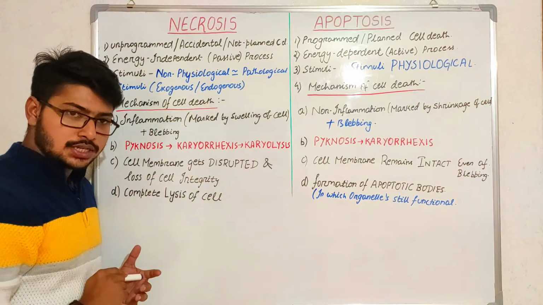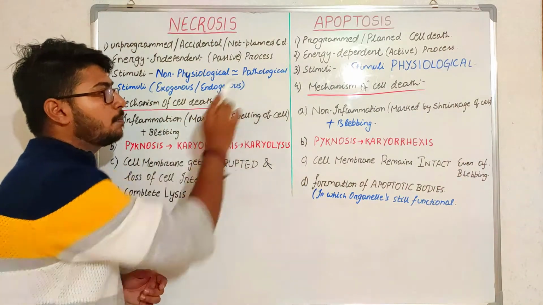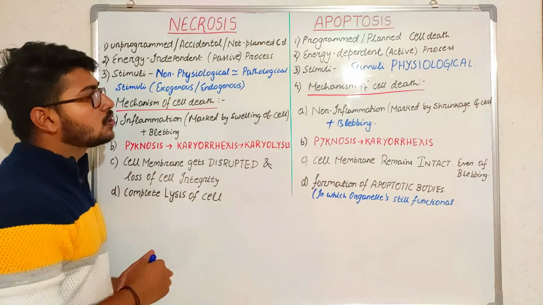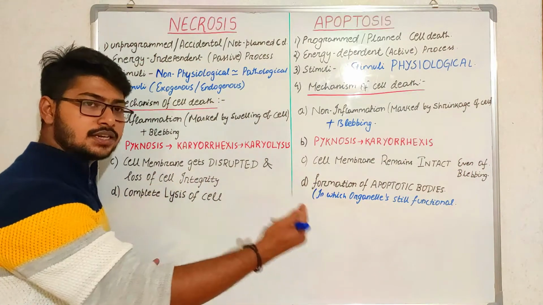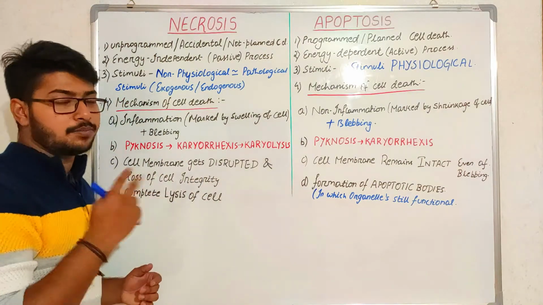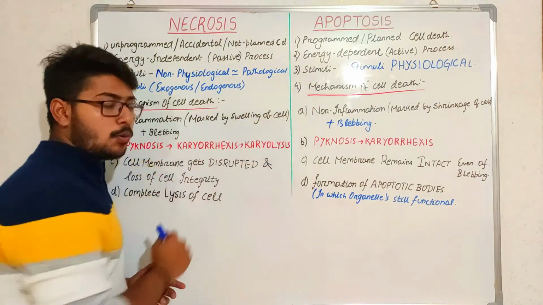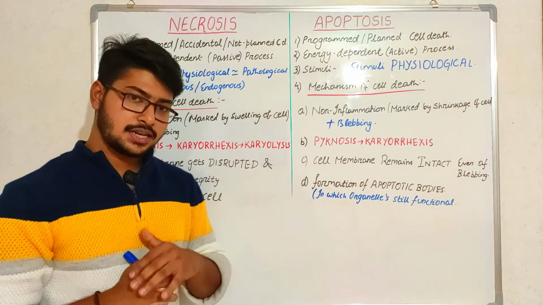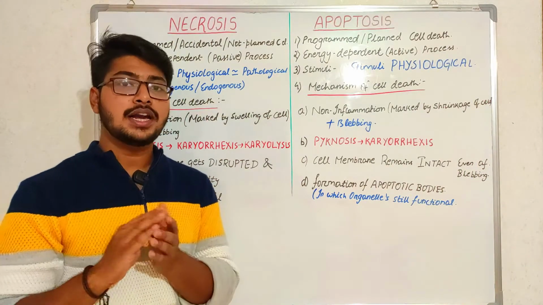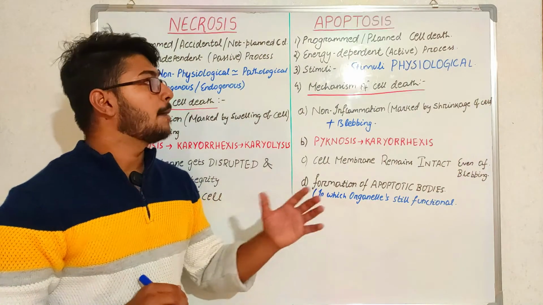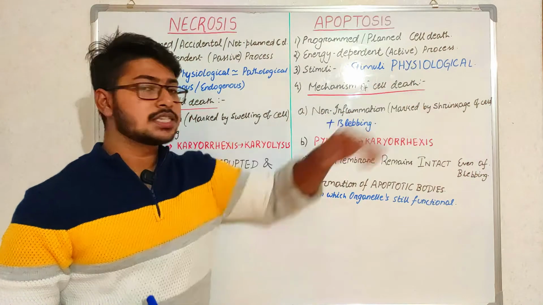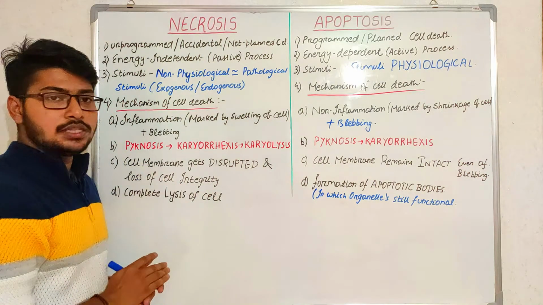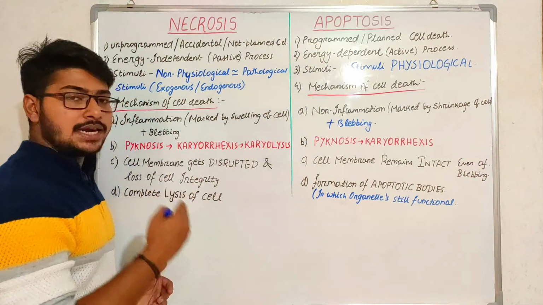Next, in necrosis, the stimuli is non-physiological or pathological. Obviously, if the cell does not know that something is going to attack it, it is an external or pathological stimuli, and that can be of two types: exogenous and endogenous. In apoptosis, it is completely physiological. It means if inside the cell there is any disturbance of metabolic activities or any unnecessary processes appearing inside the cell, that is called physiological stimuli that will stimulate the cell to undergo the lysis process. So it is completely physiological stimuli that causes the planned cell death.